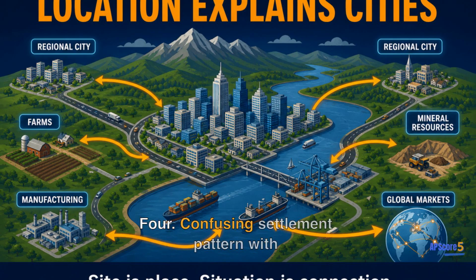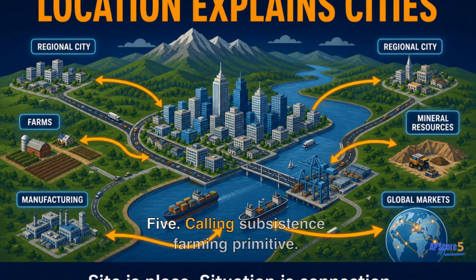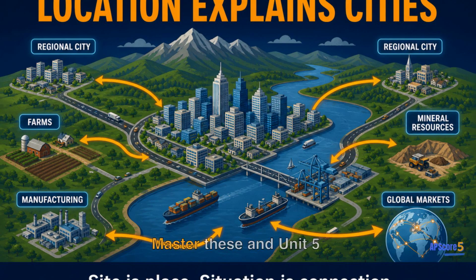4. Confusing settlement pattern with survey system. Pattern is village layout. System is the legal property grid. 5. Calling subsistence farming primitive. Wet rice systems are highly intensive and sophisticated. Master these and Unit 5 becomes easy points.